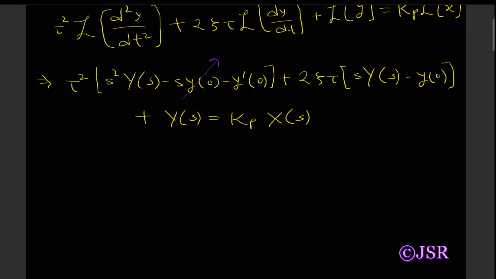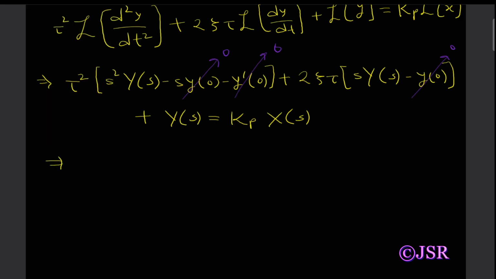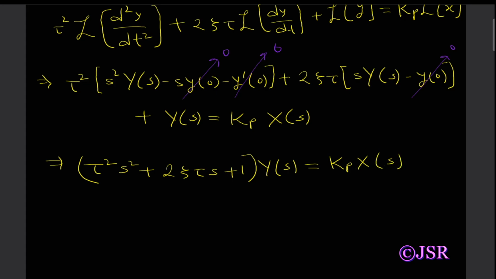So finally we will have, let's assume that we have the initial condition as 0. So y at 0 will be equal to 0 and first derivative at 0 will be equal to 0. So we will get tau square s square plus 2 zeta tau s plus 1 capital Y of s equal to kp X of s.